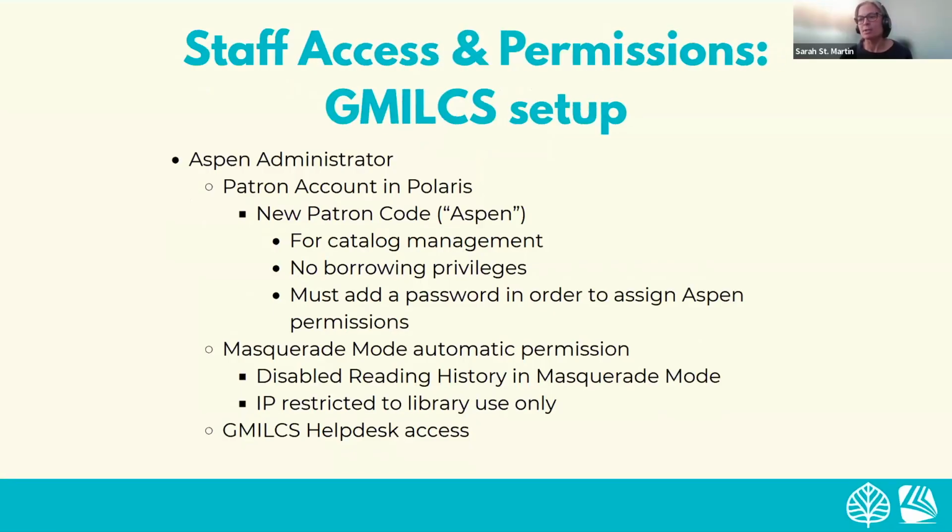So our GMILCS setup, for us, we wanted an Aspen login that was separate from a staff member's library account to maintain a level of security in terms of who had access to Aspen and where. So we created a new patron code in Polaris called Aspen, and this is only for catalog management. It has no borrowing privileges. And just as a note, if you do go this route, you have to add a password to that patron account in order to assign Aspen permissions. We ran into this because a lot of libraries were creating all their new accounts by copying, and they were forgetting to add a password, and we couldn't assign any permission rules in Aspen until they did.